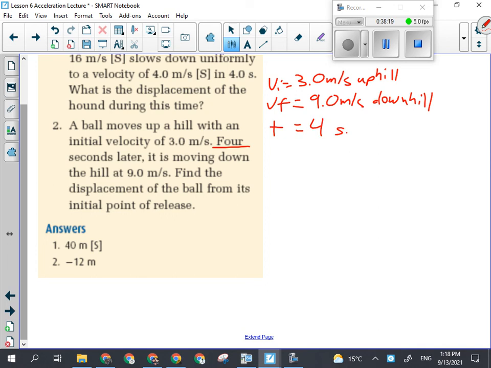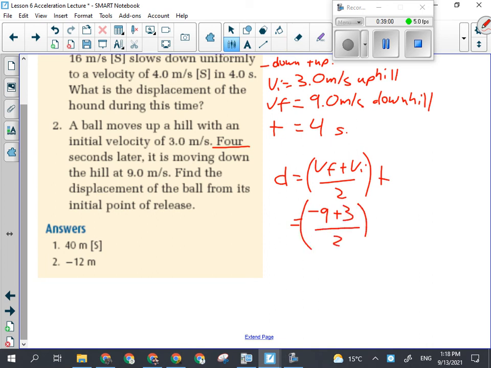All right. So my time is 4 seconds. So I have to calculate the displacement. Now that I've got opposites on there, what I often do is I just go negative down, positive up, and then I remember that for later. Because for my answer, I don't want to write positive or negative. I want to write uphill or downhill. So we're going to have -9 plus 3 over 2 multiplied by 4.